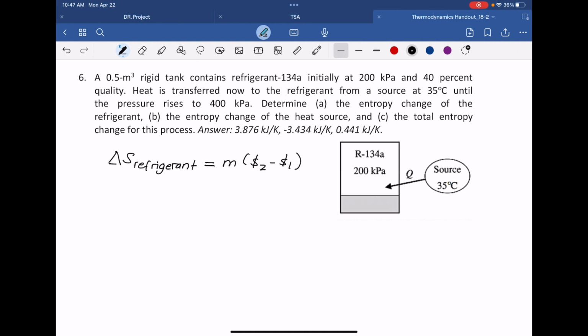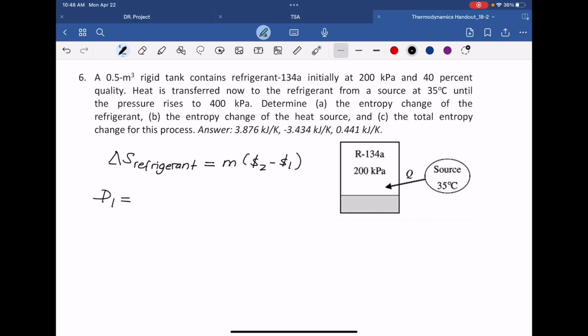Now, at the second state, what do we know? We know pressure drops to 400. We also know the same volume because it's a rigid tank. Seems like I have enough information, two properties, enough for me to look at the tables to read specific entropies for my pure substance, which is refrigerant in our system within the boundaries. Therefore, the entropy change of it can be calculated from the specific entropy change times mass. I can use this relation. So let's do that, okay?